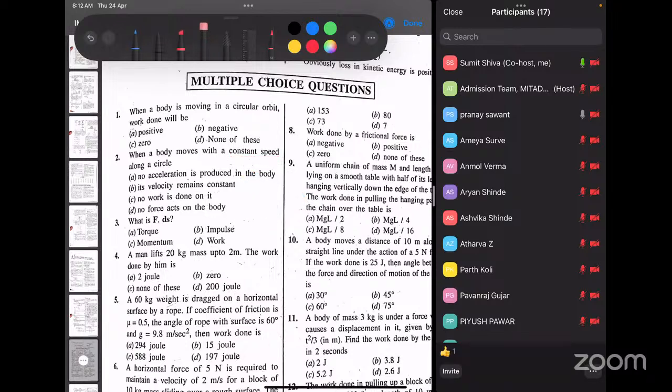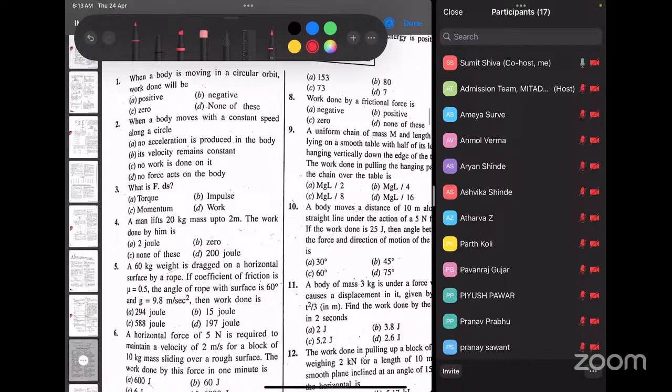Option A is about acceleration. And it is saying that no acceleration is produced in the body when the body is moving with constant speed along a circle. So what do you think? There will be acceleration or no acceleration?